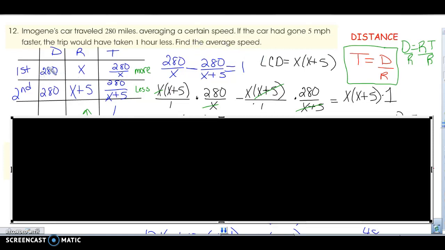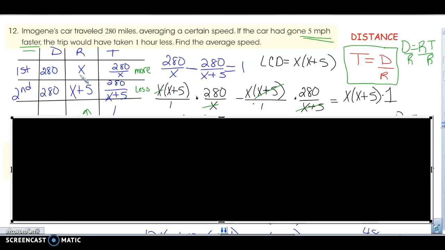Now, we had the distance on both scenarios as 280. The speed is what was different. At one point they were going X, and then at another point they were going 5 miles per hour faster, so X plus 5. To get time going across here, we're not multiplying, remember, instead we are dividing.